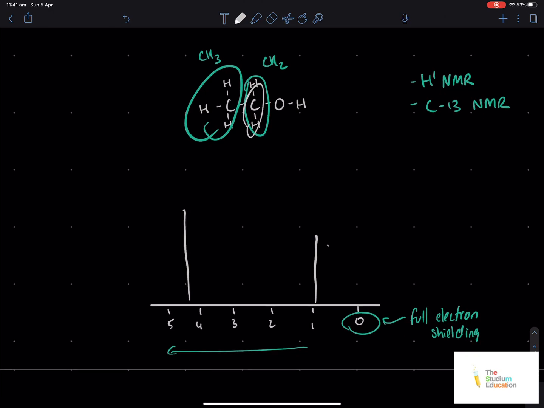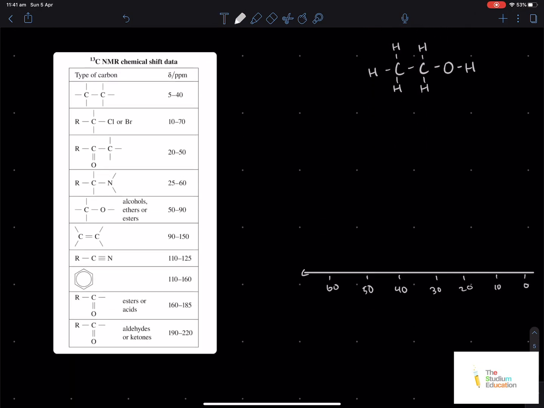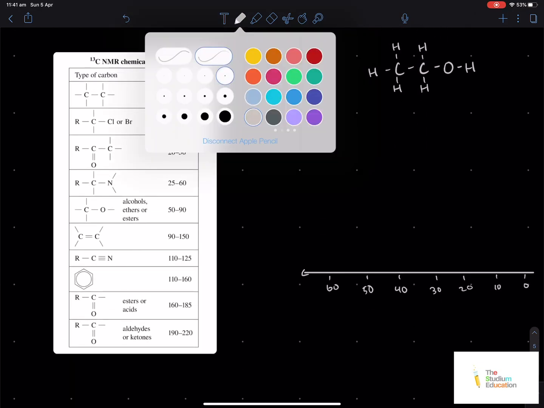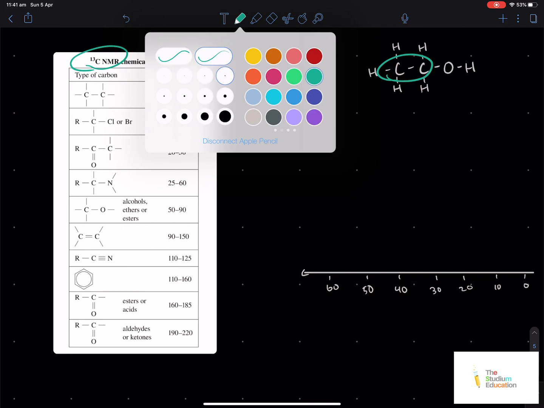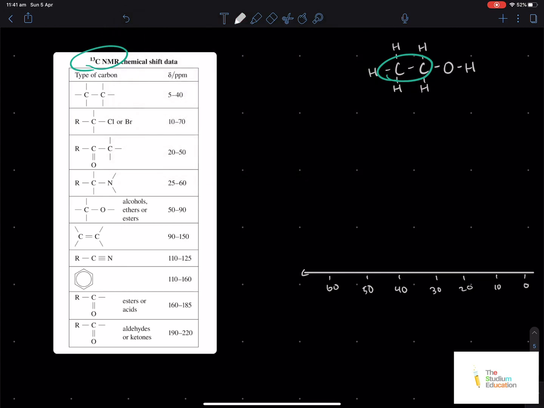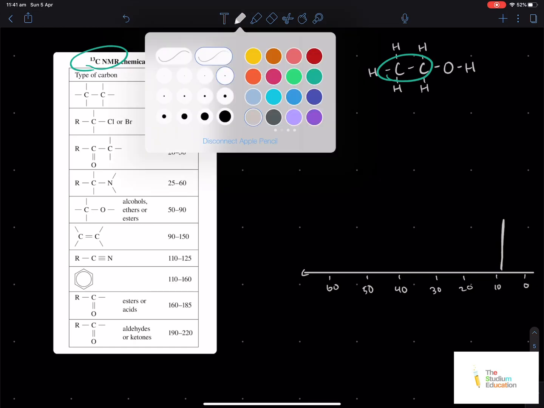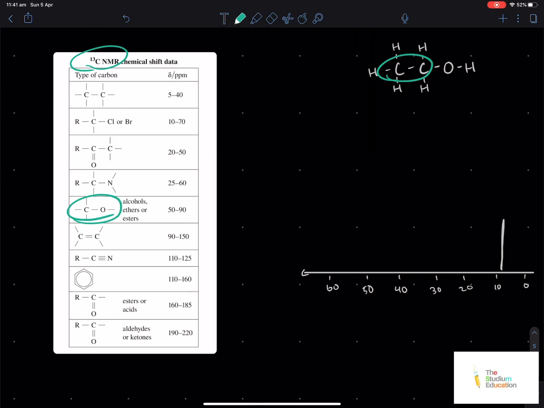Now, if you move back to the reference sheet, let's examine the same compound. You get given this sheet in the exam, these sorts of values. We see here that this carbon-carbon bond is 5 to 40, so it has a chemical shift of 5 to 40. So it will probably reside somewhere here. But if you can see here, the colors switch: the carbon-oxygen bond has a chemical shift of 50 to 90.